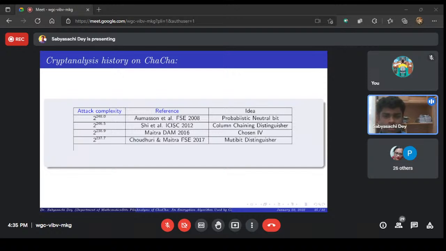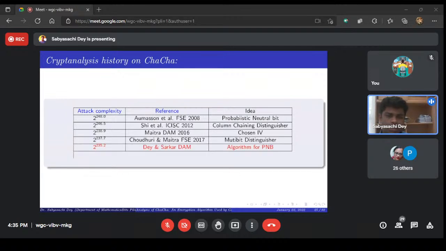The next attack was given by him again with one of his students. What they did was they gave a better distinguisher in the next round. They took a single bit distinguisher in the third round and converted it to a multiple bit distinguisher up to the 5th round. So they gave the first distinguisher in the 5th round of ChaCha. And this also helped to reduce the complexity to 2 power 237.7.